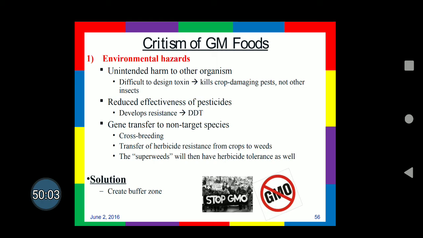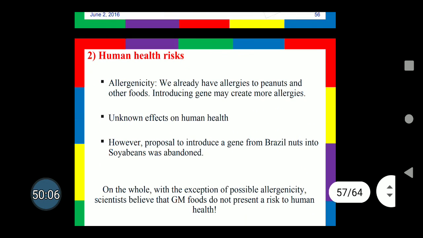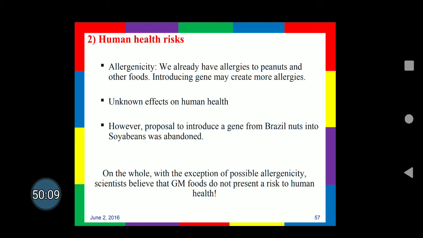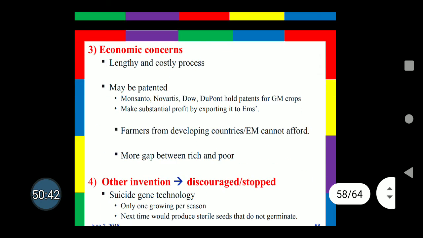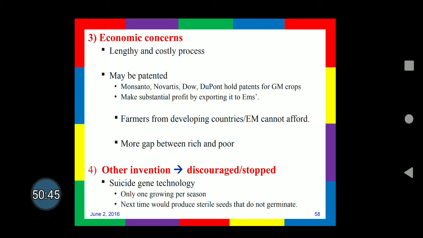What is the solution? Create a buffer zone. Human health risk: an allergic effect has already been noted in the case of peanuts. That creates further allergy, with unknown effects on human health. However, the proposal to introduce genes from Brazil nuts into soybean was abandoned. On the whole, with the exception of possible allergenicity, scientists believe that GM foods do not present a risk to human health.